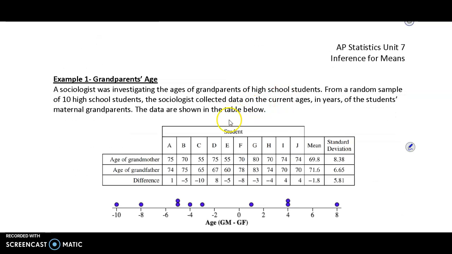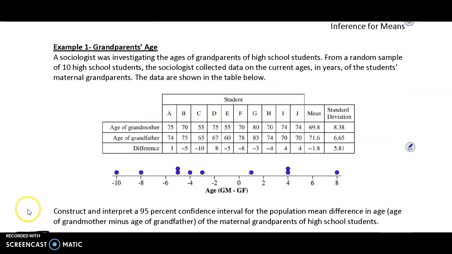All right, so let's take a look at an example here. So here's our prompt. Here we're investigating the age of the maternal grandparents of students. So I have 10 separate students here, and I'm looking at the differences in the age because we all know age is just a number. So we're going to look at the true mean difference of the ages between the grandmother and the grandfather.